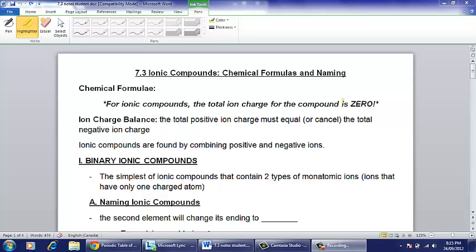Overall, an ionic compound is neutral. So for ionic compounds, the total ion charge is 0. This means that the total positive ion charge must equal or cancel out the total negative ion charge. Ionic compounds are found by combining positive and negative ions.